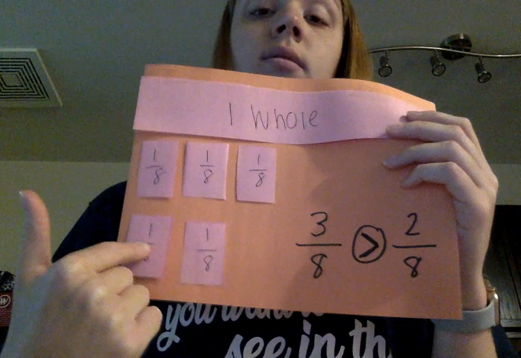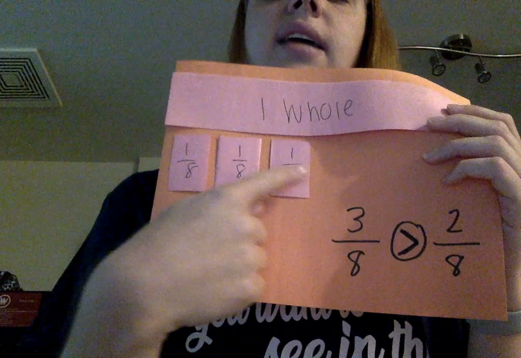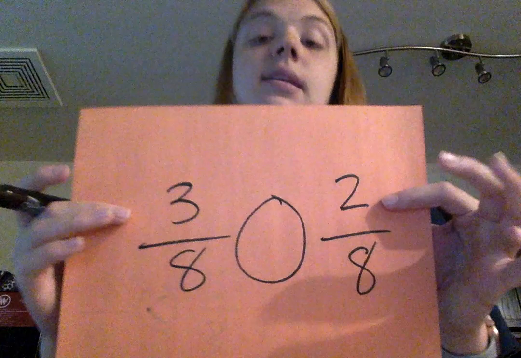Again, think of this like a candy bar. If we had a candy bar and there was 3/8 of the candy bar here and 2/8 of the candy bar here, if you love chocolate, you're going to want the bigger piece or the more pieces, right? So if I've got 3/8 and 2/8, again, our denominator is the same. So all we have to do is look at our numerators.